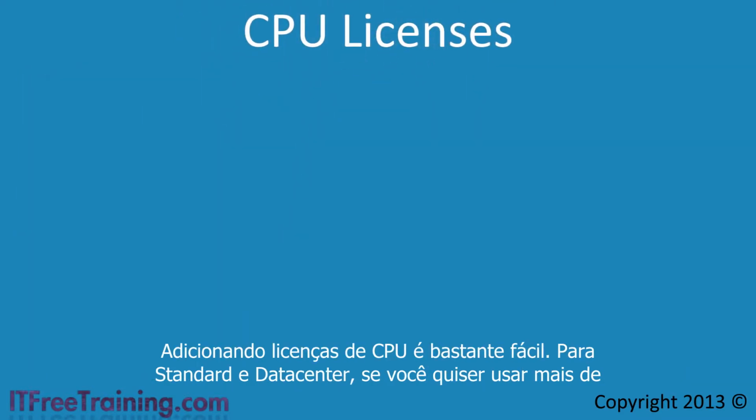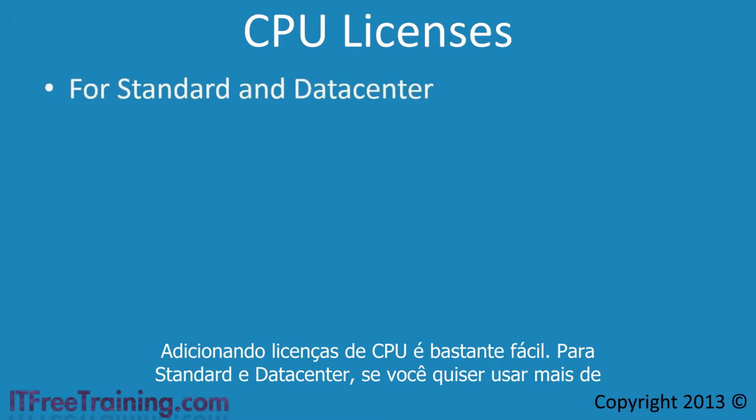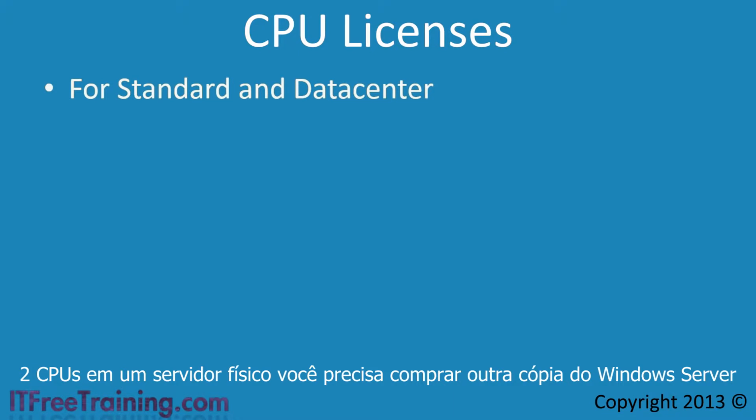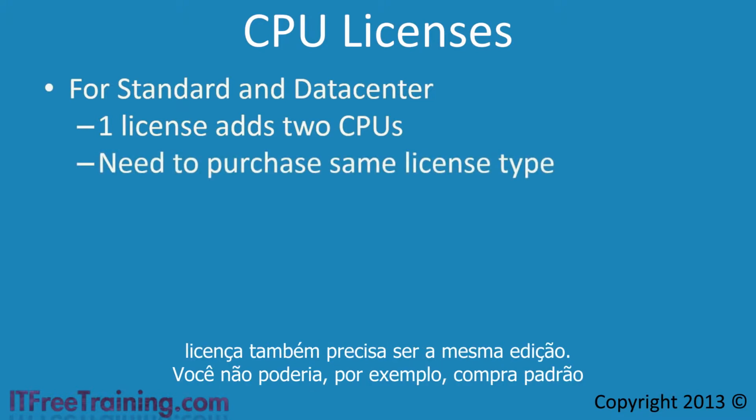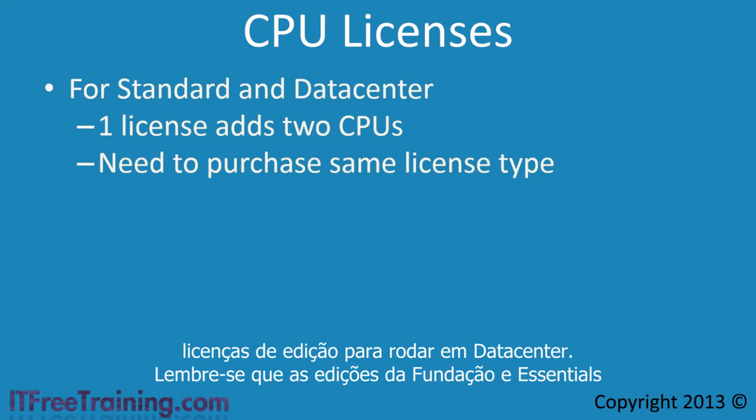Adding CPU licenses is quite easy. For Standard and Data Center, if you want to use more than 2 CPUs in the one physical server, you need to purchase another copy of Windows Server 2012. This new copy or license will effectively allow the server to use 2 more CPUs. The license also needs to be the same edition. You could not, for example, purchase Standard Edition licenses to run on Data Center.